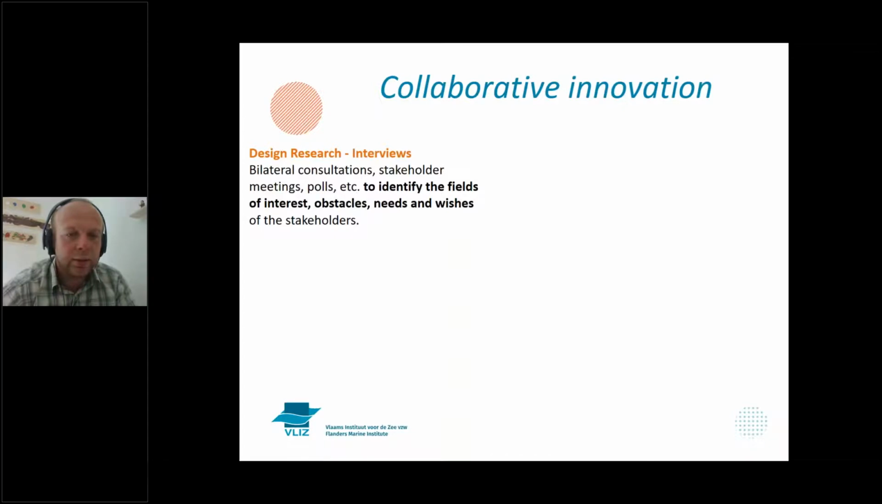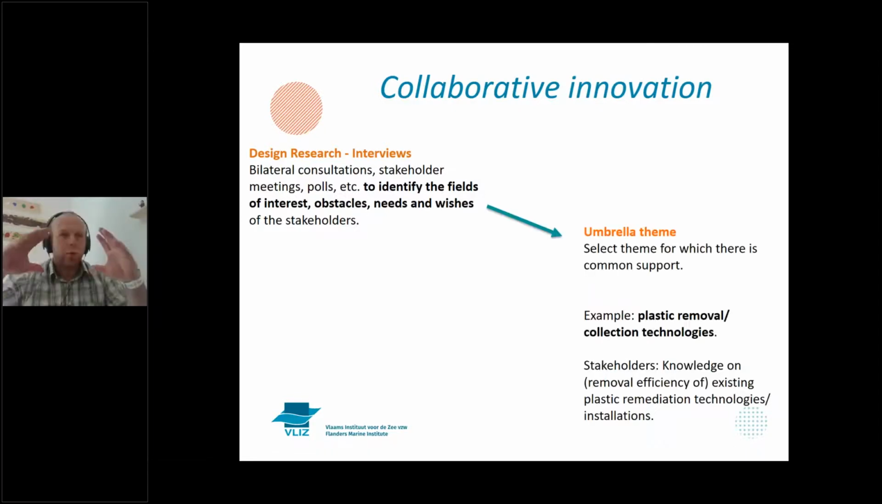This is in the identification of the research priorities and the design of the research. So there we have a lot of consultations with these different stakeholders. We have meetings, we have polls, we have interviews, and based on these we then identify fields of interest, obstacles, needs, and wishes. From these talks, we then compile all this information. We then select an umbrella team, is what we call this. So this is a team where we feel there's a common support.